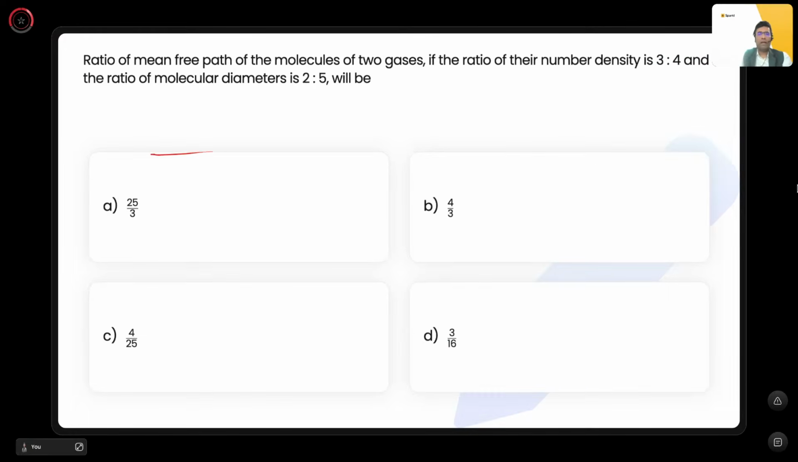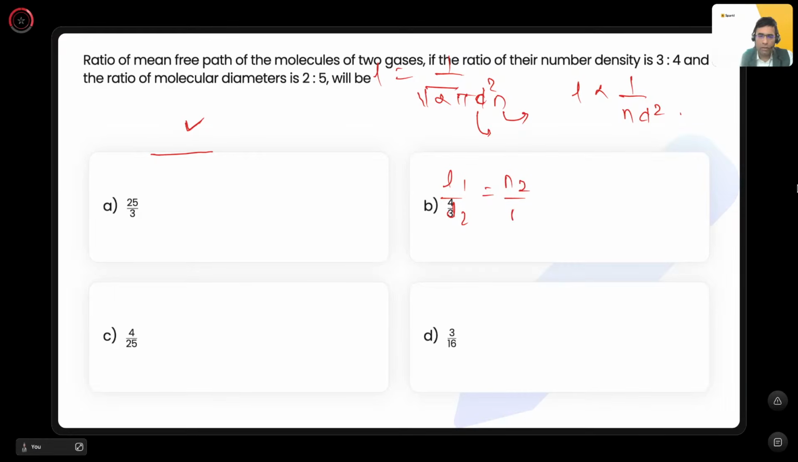मीन फ्री पाथ, अगेन अ वेरी इंपॉर्टेंट क्वेश्चन. सो मीन फ्री पाथ होता कितना है, 1 अंडर रूट ऑफ रूट 2 पाई d स्क्वायर इंटू n. ठीक है, जहां पर n नंबर डेंसिटी हो गया, d इज द डायमीटर. तो यहाँ पर हमसे पूछा है मीन फ्री पाथ का रेशियो पूछा है, तो L1 अपॉन L2 विल बी इक्वल टू, L जो होगा वो इनवर्सली प्रोपोर्शनल टू n इंटू d स्क्वायर होगा. तो n2 बाय n1 इंटू d2 बाय d1 होल स्क्वायर. नंबर डेंसिटी का रेशियो दिया हुआ है एंड डायमीटर्स का रेशियो दिया हुआ है, तो L1 बाय L2 विल बी इक्वल टू, नंबर डेंसिटी का रेशियो विल बी 4 बाय 3 इंटू दिस विल बी हाउ मच 2 बाय 5 होल स्क्वायर.